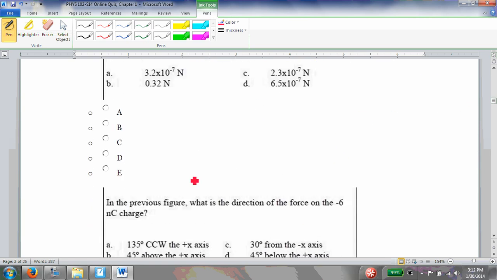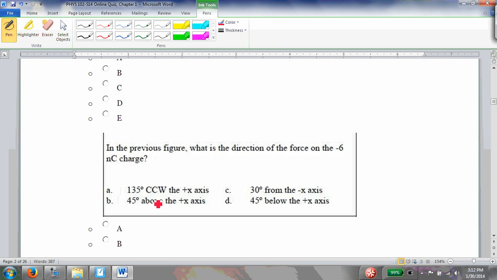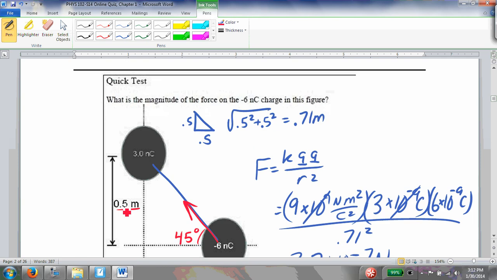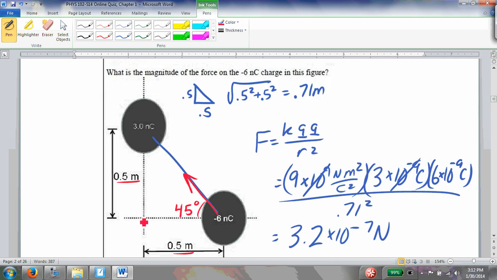So let's look at our answers. It's not above the positive x-axis, so that can't be right. And it's also not below the positive x-axis, so that can't be right. 30 degrees just doesn't make any sense. And so let's look at this. This has to be the right answer. Let's go see. That's 135 degrees.